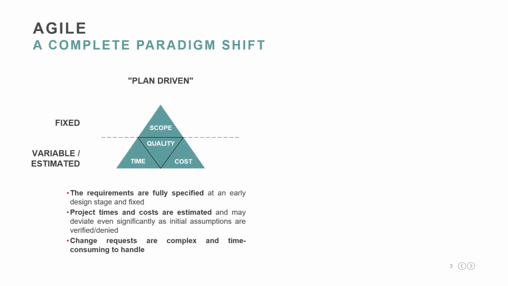This slide is very interesting because it demonstrates how Agile has a completely different paradigm compared to Waterfall. The demonstration is based on 4 main dimensions of the whole project: scope, time, cost, and quality. On the left part, there is the so-called iron triangle for Waterfall projects, with fixed dimensions above the dashed line, and the variable or estimated ones below.